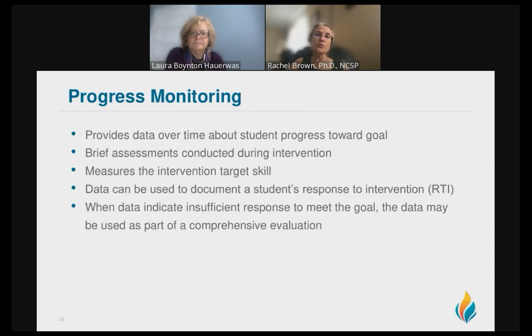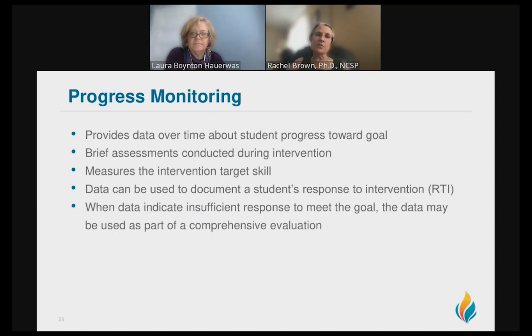For those students who do need supplemental intervention in order to make effective progress, we always recommend progress monitoring. Progress monitoring is a type of assessment that's typically done on a weekly basis and is a brief assessment that will give us data about whether or not the intervention is working. The progress measure needs to be matched to the particular skill of the intervention so that it is sensitive to the student's growth over time. And importantly, progress data will help us to know whether or not a student has responded to the intervention.